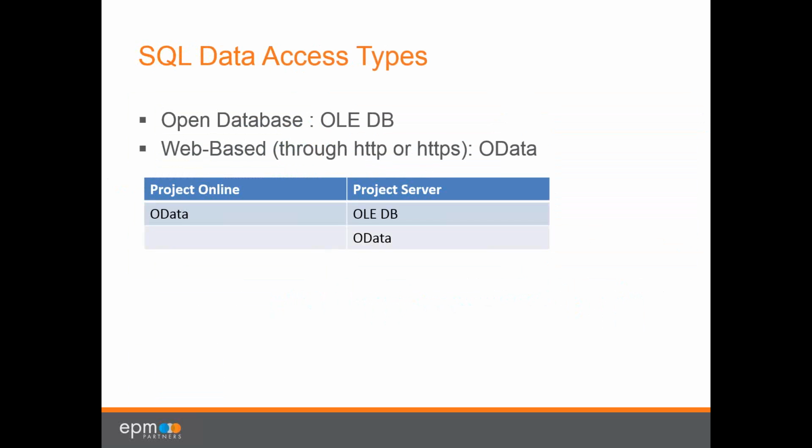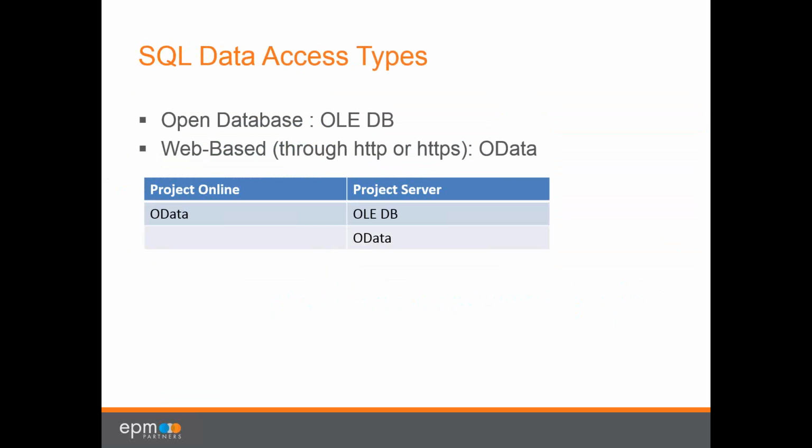Now, how do we then access the data on our SQL? Relevant to our Microsoft PPM solution, there are two types of access method, or access type. Effectively, they are APIs, but I'm not going to go into the technical details of the differences between the two, so let's call them access types.